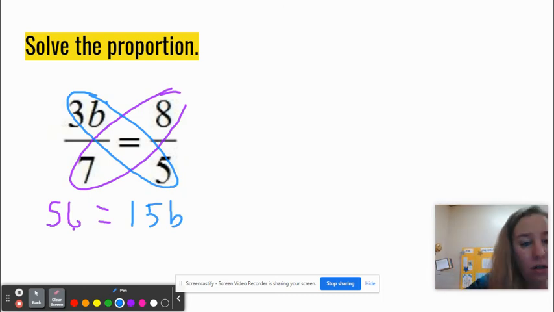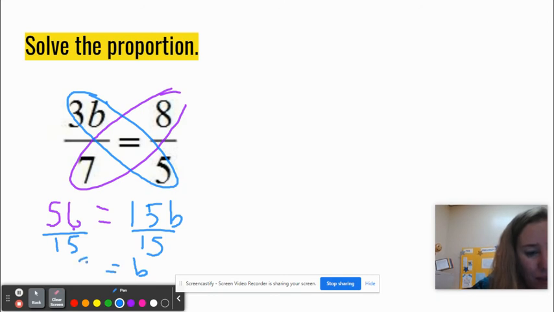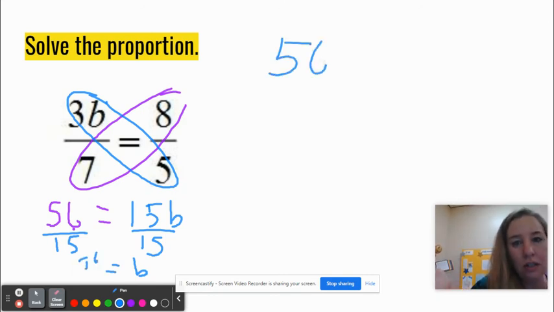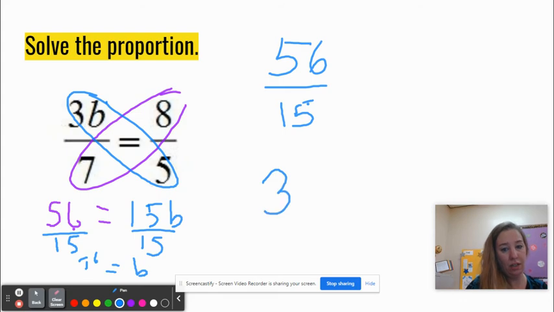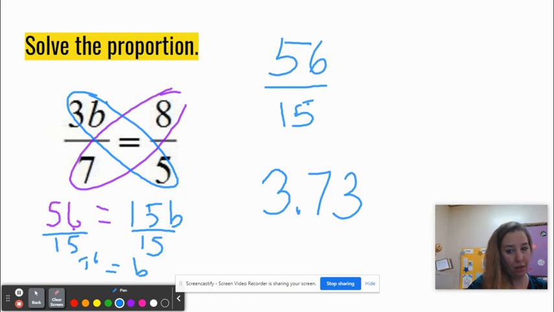Now we have this one-step equation where we divide by 15 on both sides. And you get left with b equals 56 over 15. Now, depending on what assignment you're doing, if you were actually like a NASA engineer, you would leave it like this. But for the sake of Edulastic, if it tells you to round it, you put 56 divided by 15 in your calculator, and you round to the nearest 2 digits. That would be good enough, right?